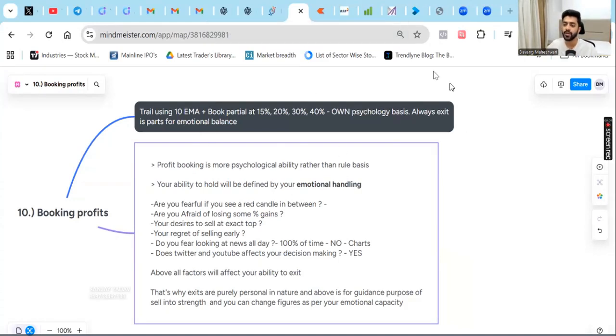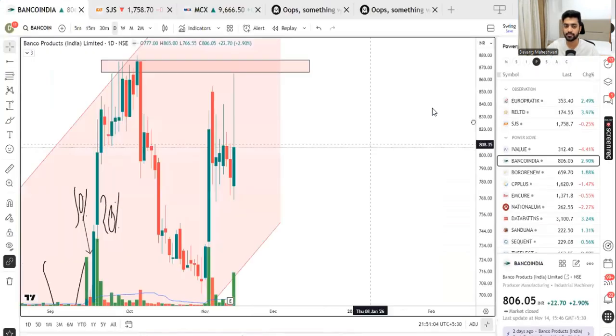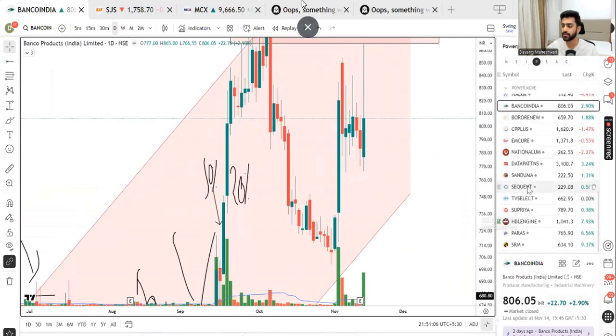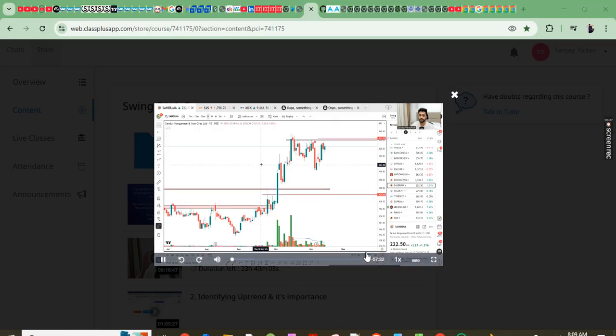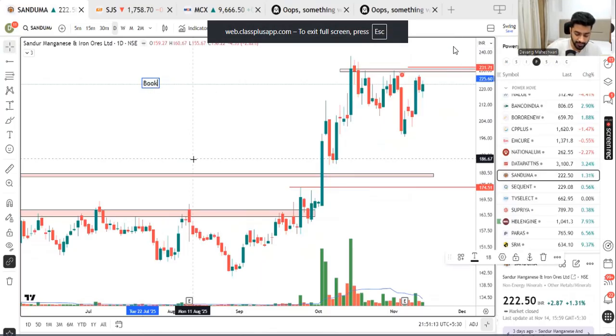Okay. So this is how we will deal with exits. We'll use the 10 EMA for it, and moving averages are the best and very simple way to exit. It is a two-way process. One is we exit into strength. Let's open some example. Let's say this one. So exiting, booking profits.